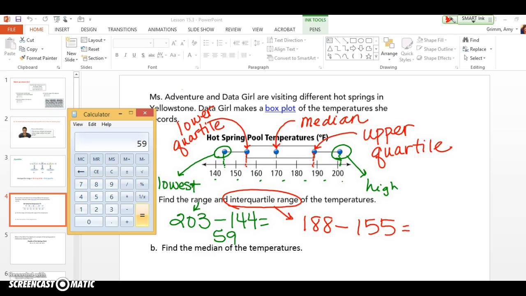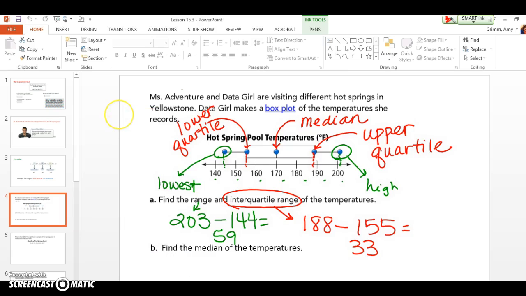All right. So 188 minus 155, and whoops, I think I hit that wrong. 188 minus 155, 33. And that is the interquartile range of the temperatures. Okay, all right. And the last one's super easy, right? Find the median. What would the median be? 170. See, it already told us the picture.